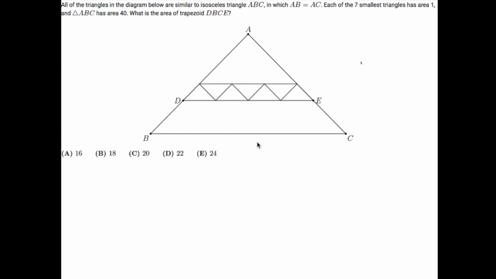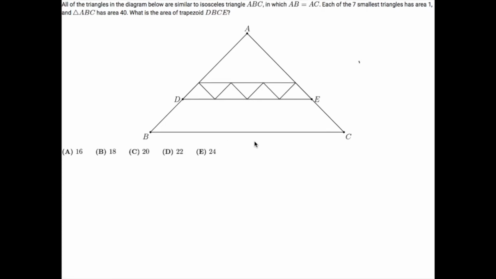So this problem is the 8th problem from the 2018 AMC12A. This problem reads, all the triangles in the diagram below are similar to isosceles triangle ABC in which AB equals AC. Each of the 7 smallest triangles has area 1 and ABC has area 40. What is the area of trapezoid DBCE?